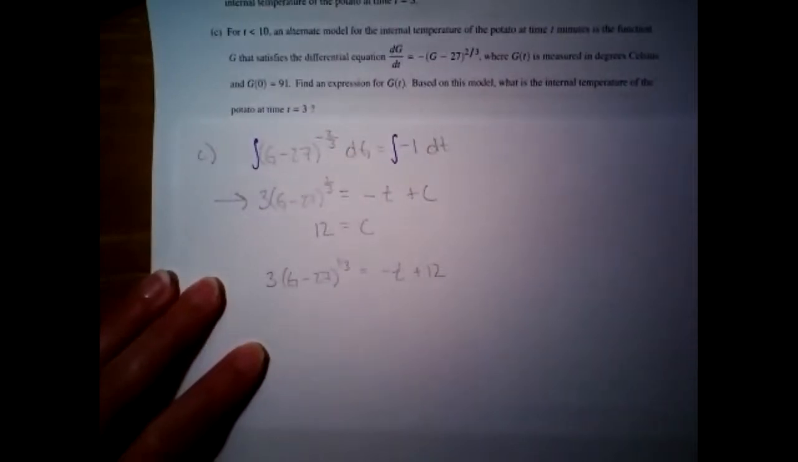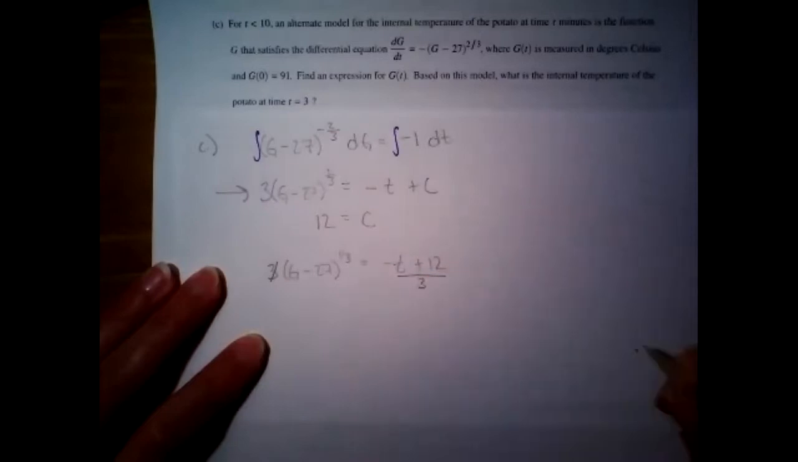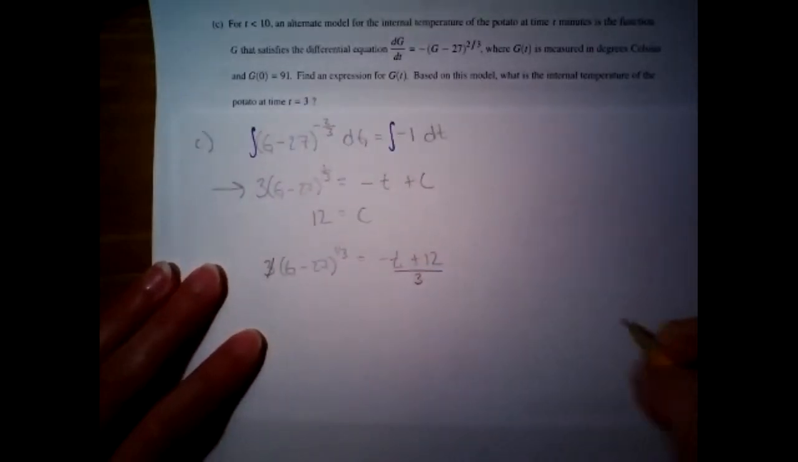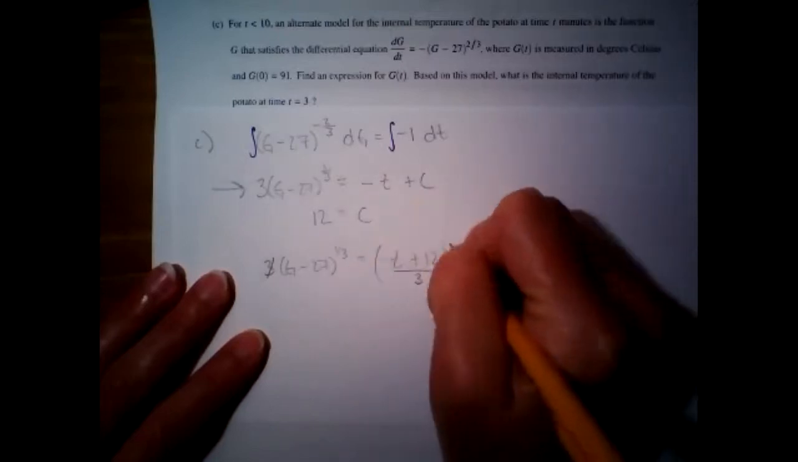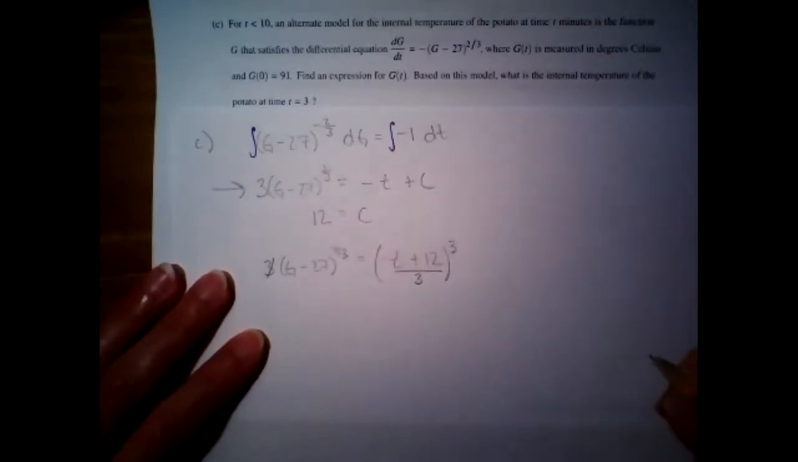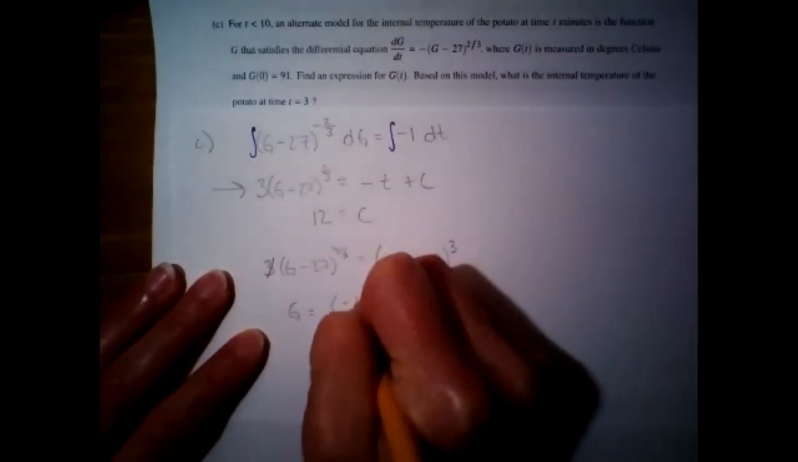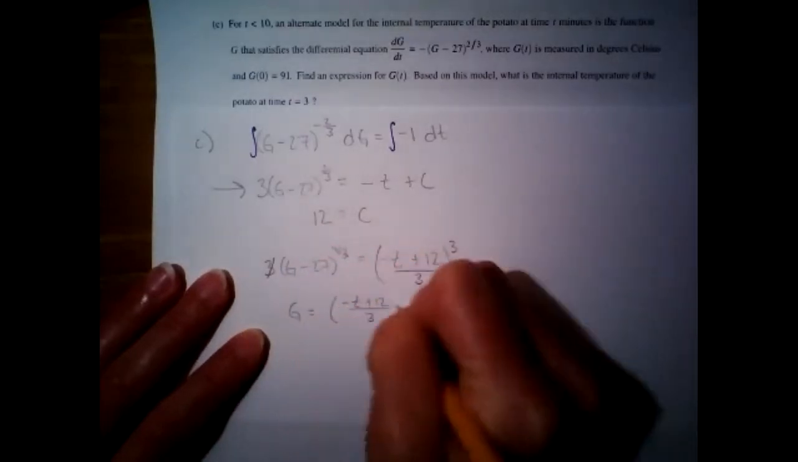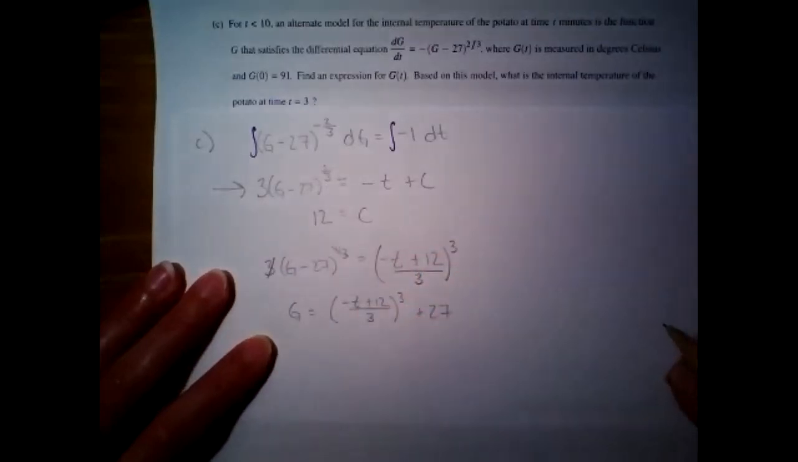And then we just have to get g by itself. So first divide over the 3. And then to get rid of the 1/3 power, which is really a cube root, we're going to cube both sides. And then we're going to add over the 27. So it's going to be g = ((-t + 12)/3)^3 + 27. So that is your equation.